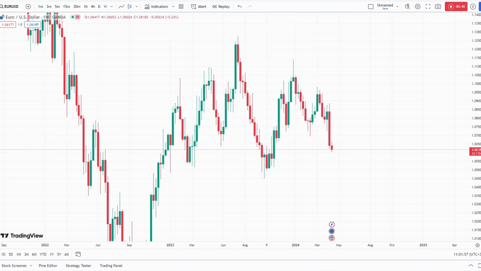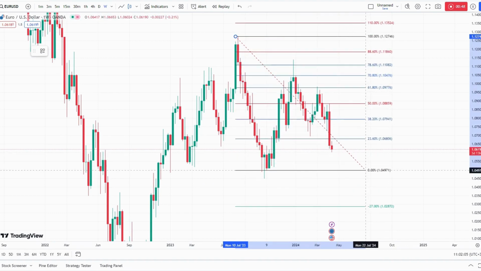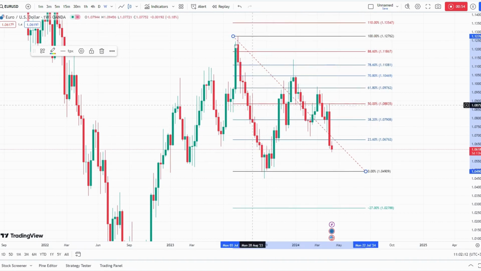So, let's analyze this based on the weekly, and then we'll go down to the daily. Then from there, you'll be able to extrapolate from this video your next steps if you are trading EURUSD. This is a Fibonacci analysis based on this drop and the retest. So this drop, the retest came to 70.8.